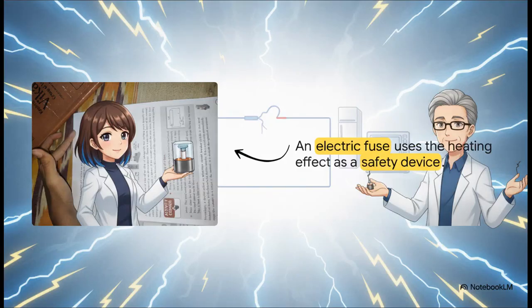But we also use this exact same intense heat to create an absolutely critical safety device, the electric fuse. Inside a fuse is a thin wire designed with a very specific low melting point. If there's a dangerous power surge, the wire instantly heats up and melts. It literally destroys itself to break the circuit. It's sacrificing itself to save your expensive appliances and potentially your home from catching fire.